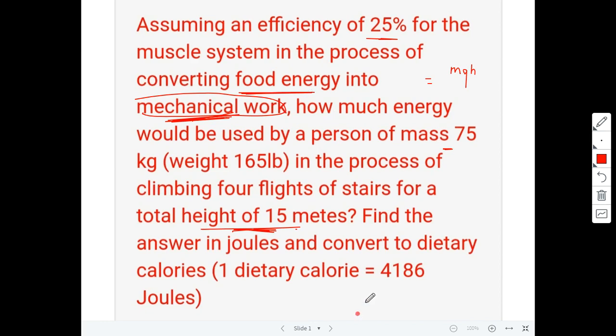Why? Because if you use the formula, efficiency is useful energy by input energy. So this mechanical work is actually the useful energy, and the input energy is the energy that you are getting from the food, and then you are converting it into work. So the input energy or the total energy is what you have to calculate. Is this clear?